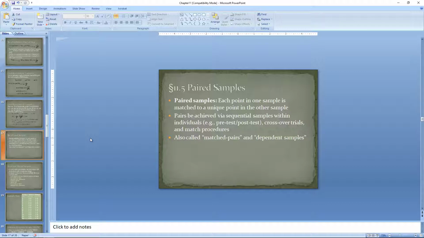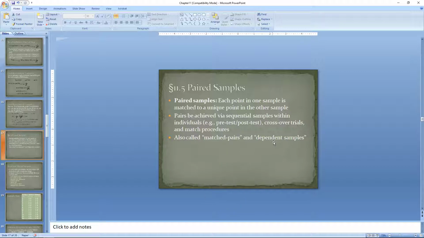Pre-post tests would be something that's measured before and after an intervention in the same set of individuals. A crossover trial starts one treatment and then switches to a different treatment, so they cross over and treat different ones. A matched pair is when subjects in one sample are matched to subjects in a separate sample based on specific criteria.